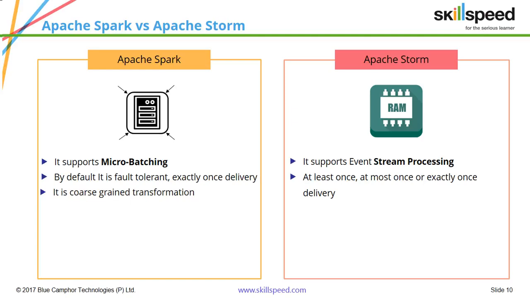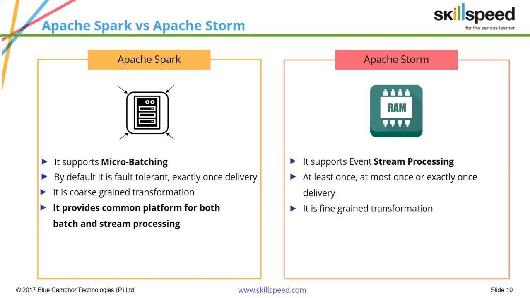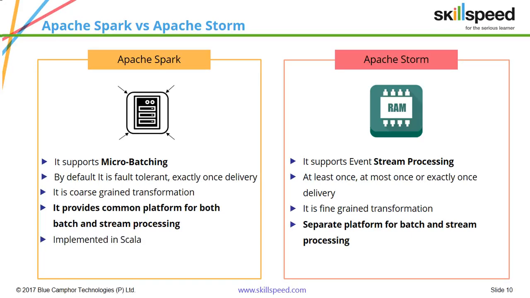And Spark is coarse grain transformation, whereas Storm is fine grain transformation. What does this mean? Coarse grain transformation means you are applying your program on a bunch of data as a whole. Fine grain transformation means you can individually apply your logic even on individual cells or lines of data. And Spark Streaming provides a common platform for both batch and stream, whereas Storm is not able to do this. And Spark is written in Scala and Storm is implemented in Clojure.